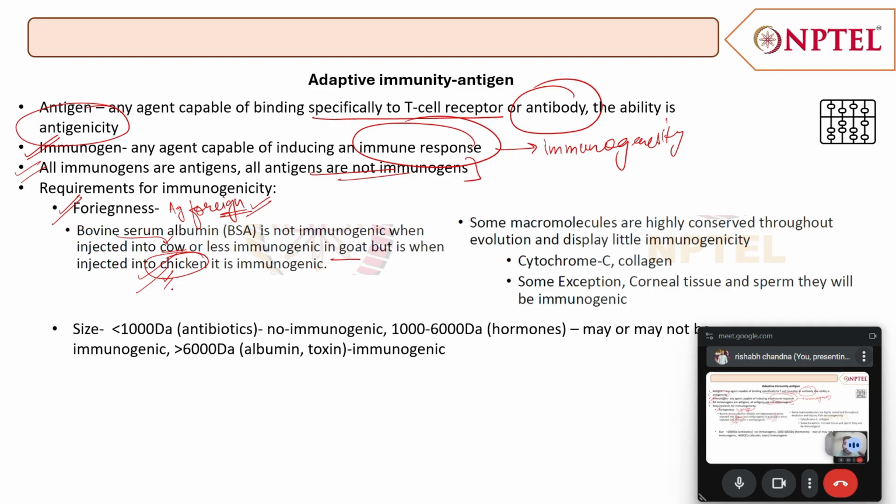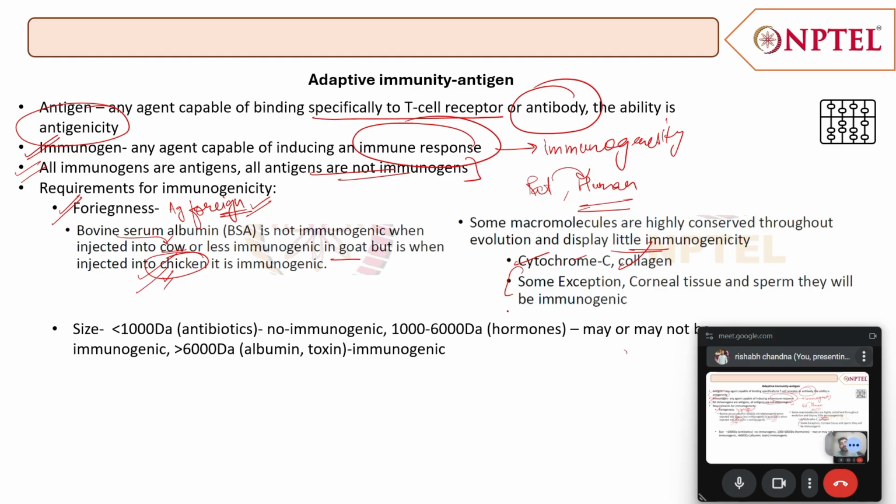Okay, and some of the molecules that are highly conserved in nature throughout evolution elicit very little immunogenicity. Because if we talk about cytochrome C and collagen, any of these molecules, if we see for a rat and for a human, we would see very minute differences. So if we inject the collagen of rat into a human, what will happen? We would elicit minimum immunogenicity. Okay, but there are some exceptions to that.